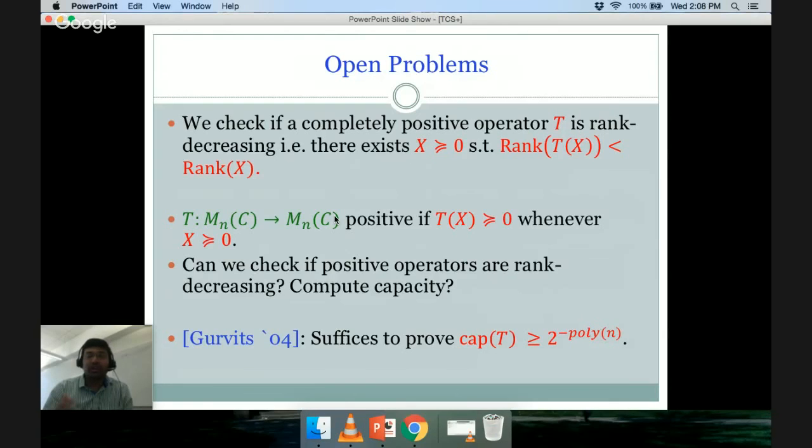So somehow in this setting, the connection to non-commutative rank and this invariant theory is missing. So it's hard to get this lower bound on the capacity.